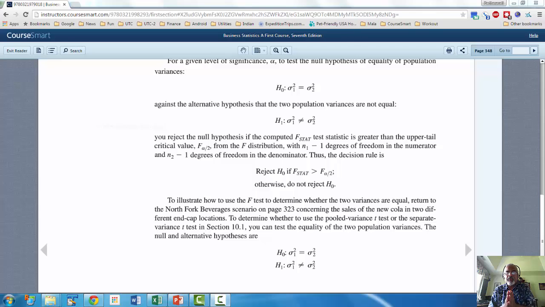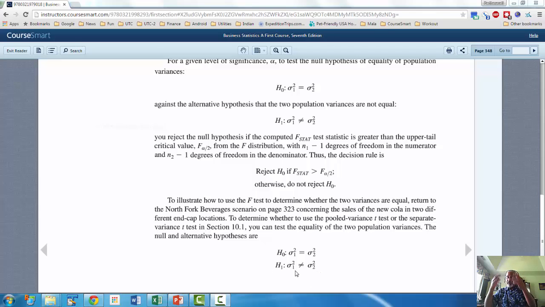So in this Excel example for testing two population variances, we're going to go back to the cola example, beverage placement, where the new cola is placed either near the beverage aisle or the produce aisle, and we had samples, two samples, and we want to test whether the variance of weekly sales of cola for the first placement is the same as the second placement.